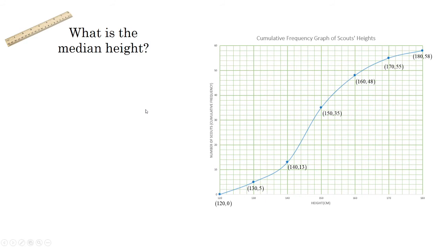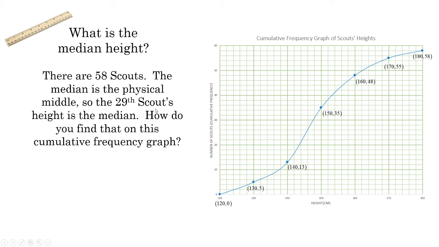All right, now let's talk about the median height. Now, median is the physical middle. So if you arrange all 58 of these people from shortest to tallest, you pick the middle. Well, the middle of 58 is 29, right? So the 29th.